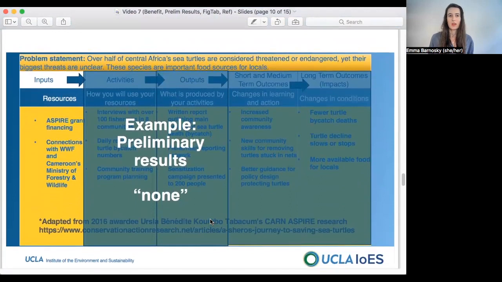So here's an example of a project where the preliminary results section would just indicate none. As you can see here, in the problem statement, there's no indication that this is part of this person's previous research, nor are either of the inputs existing projects or past research results. So it would be completely acceptable to just write none for this person's project and move on.